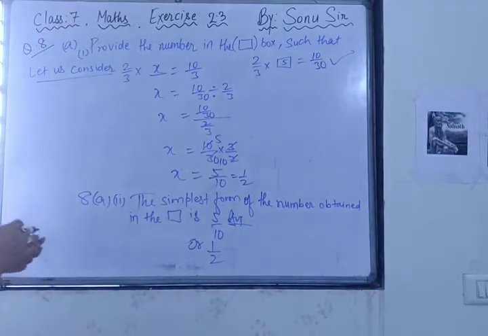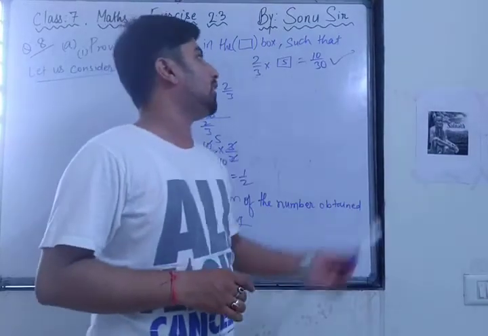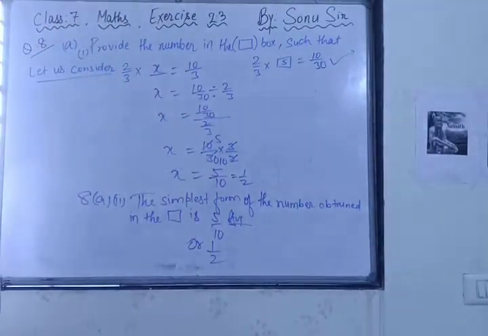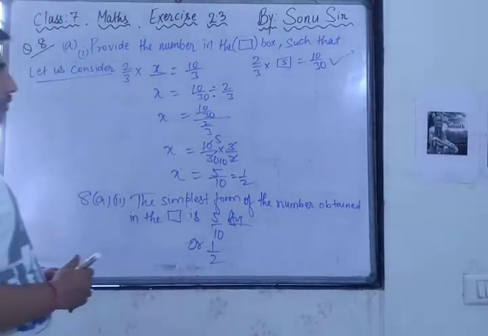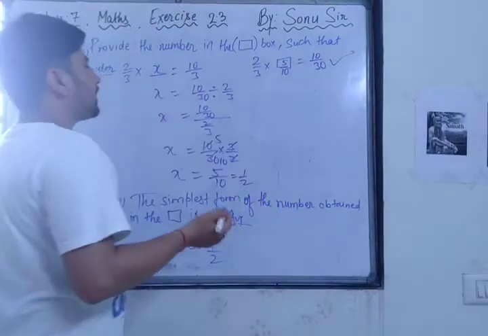Got it? So what have we done? We have done nothing. We have just seen that instead of 3, if the number were 30, then what do you have to do? You don't have to do anything. So what will be there here? 5 by 10, or 1 by 2, you can say, just like that.